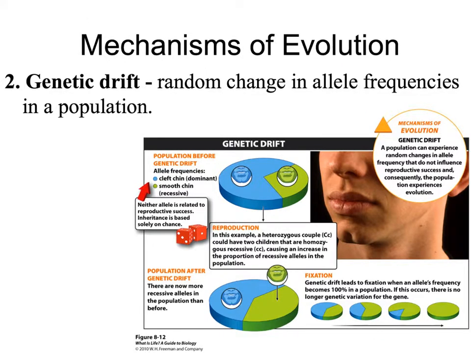Our second mechanism of evolution is genetic drift. Genetic drift involves random changes in allele frequencies of a population. This means that sometimes we see allele frequencies changing just due to random chance, like the roll of the dice. In the example shown here, cleft chin is a heritable trait, and it is dominant. The allele frequencies in human populations will drift or change randomly up and down from year to year. This is because neither one of these alleles is related to reproductive success. Inheritance is based solely on chance.